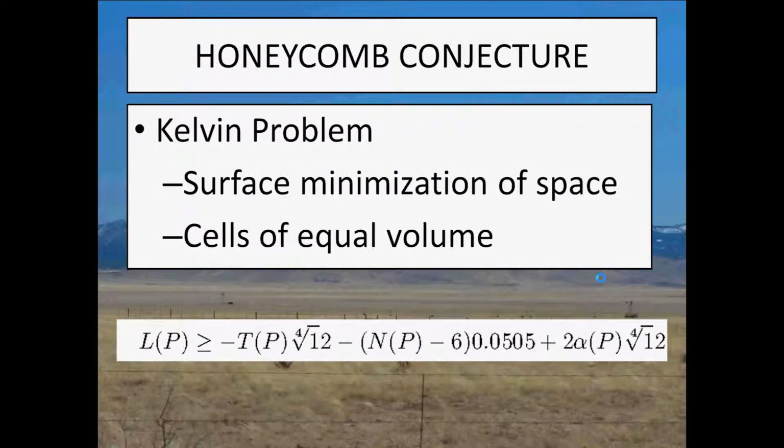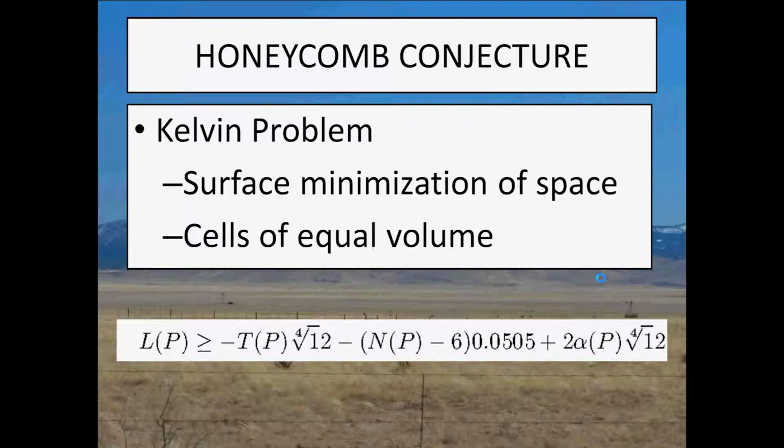And there was a honeycomb conjecture. It's called the Kelvin problem. It basically deals with the surface minimization of space. It basically holds that any partition of a plane into regions of equal area has a perimeter at least that of the regular hexagonal honeycomb tiling, meaning that a hexagonal grid is the best or most efficient way to divide a surface into regions of equal area with the least total perimeter.